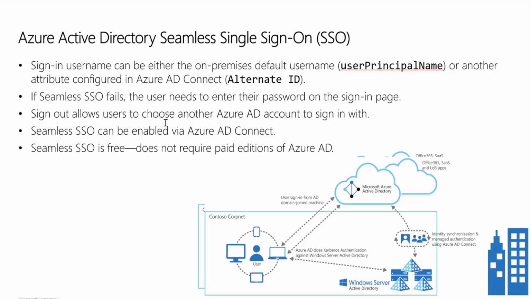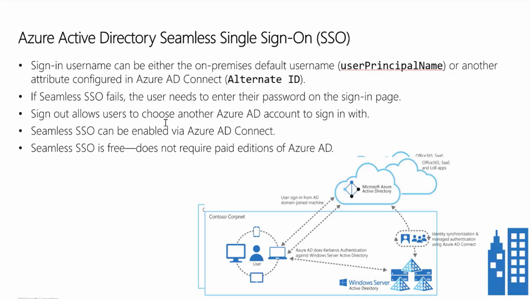Some of the features: the sign-in name can be either the on-premises default username, which is the user principal name, or another attribute configured in Azure AD Connect, the alternate ID. Both use cases work because Seamless SSO uses the security identifier claim in the Kerberos ticket to look up the corresponding user object in Azure AD.